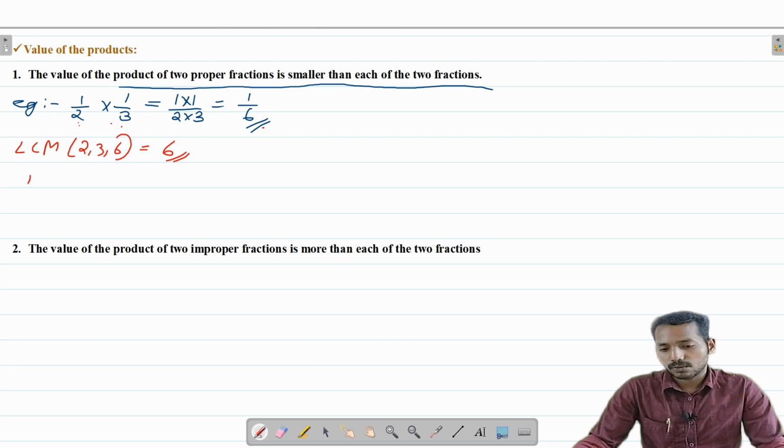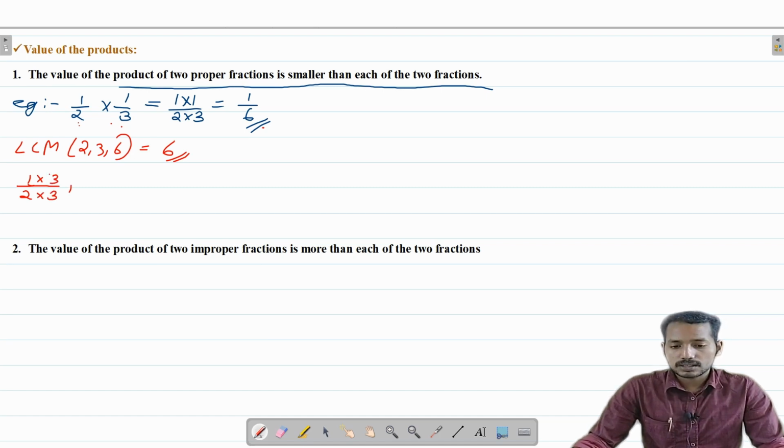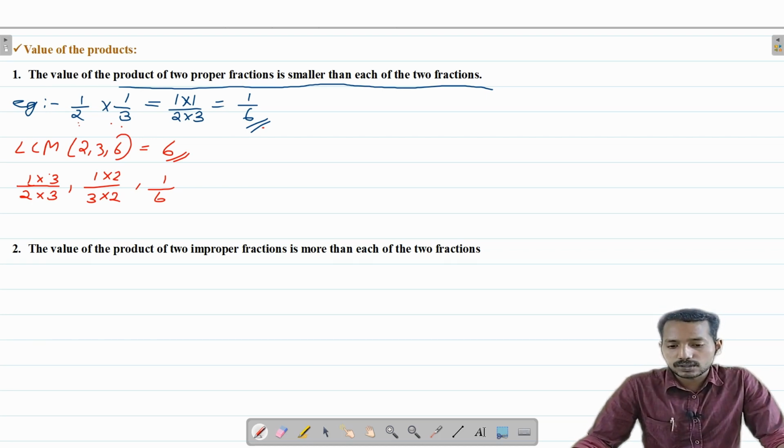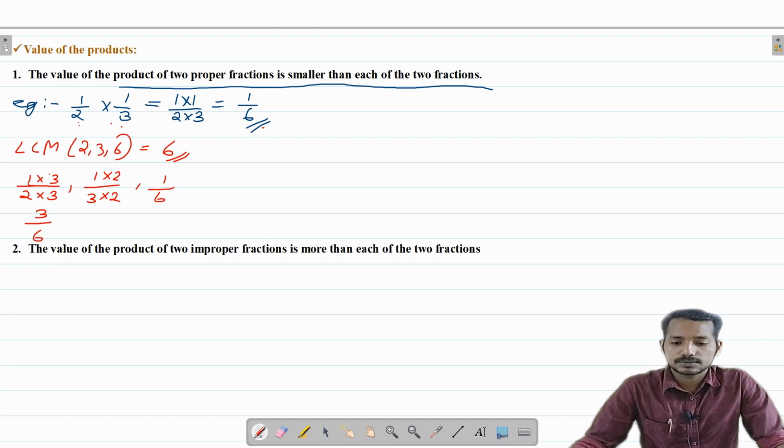So just write 1 by 2. To convert this denominator into 6, we need to multiply it by 3, so we have to multiply the numerator also. As well as 1 by 3. To convert it into 6, we need to multiply it by 2, so the numerator is also multiplied by 2. But the product is already over 6, so we don't need to do anything there. Now what is 1 into 3? 3, divided by 2 into 3 is equal to 6. Clear? Comma, 1 into 2 is equal to 2, divided by 3 into 2 is equal to 6.